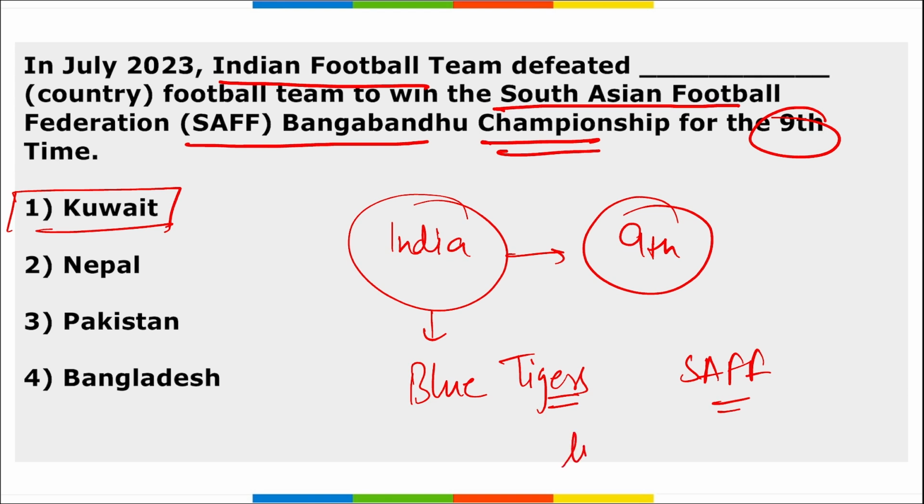Where was this held, the location? So this was held in Bangalore, Karnataka. It was from 21st of June to 4th of July. And here India, Kuwait, Nepal, Pakistan, Lebanon, Maldives, Bhutan and Bangladesh participated.